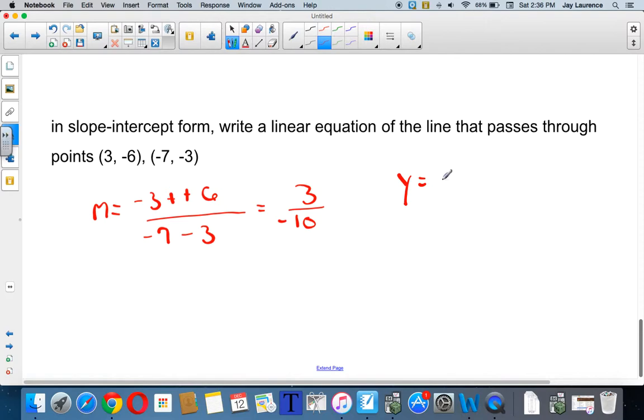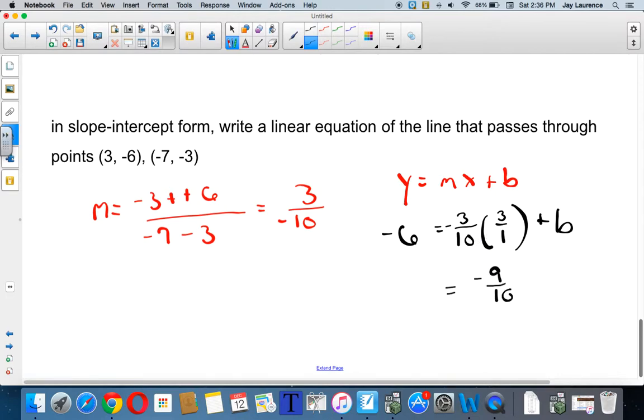We use y equals mx plus b. I'm going to use an x and a y, and my slope. And then I will solve for b. This one's going to be a little bit ugly. So I'm going to put -6 there. I'm going to get -3/10, multiplying that by +3 over 1, and then adding b. All right, so when I do this, I'm going to get -9/10 plus b, -6 over there.